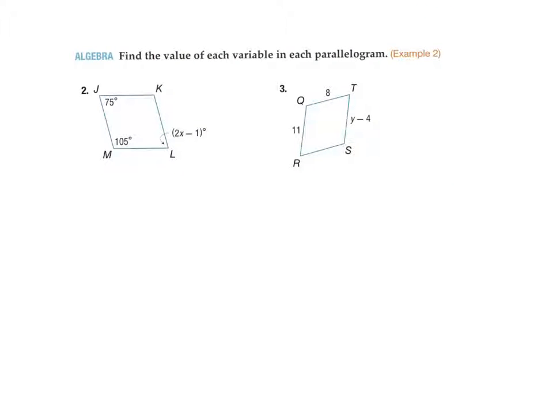All right, here's question number 2. Again, look for what you do know. Opposite angles must be congruent. So 2x minus 1 must equal 75 degrees. Add 1 to both sides, so 2x must equal 76 degrees. And then you're going to divide through by 2, which is going to give you 38 degrees.